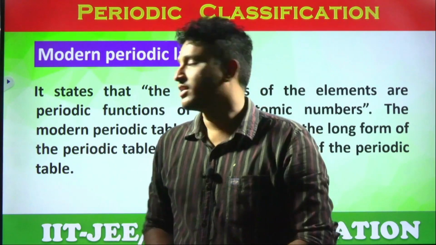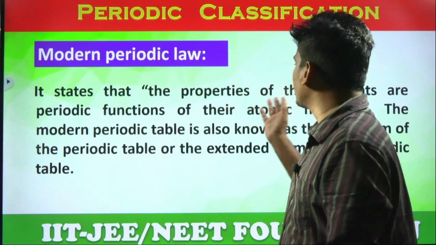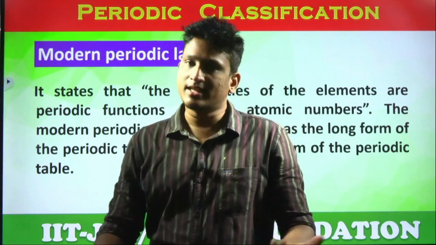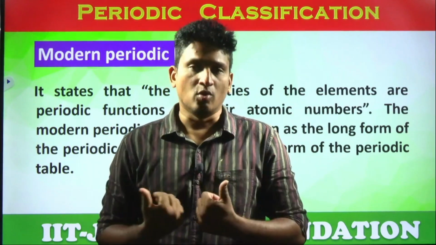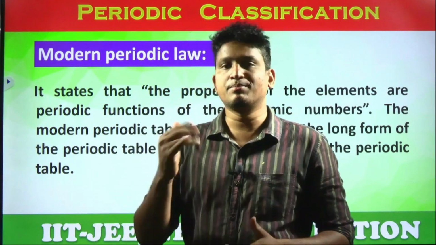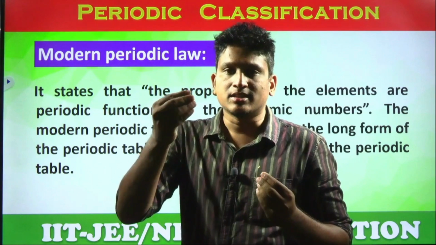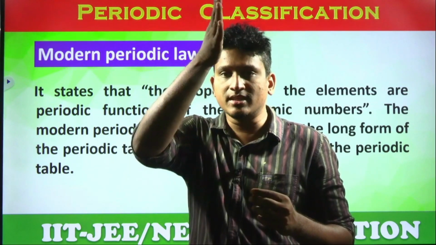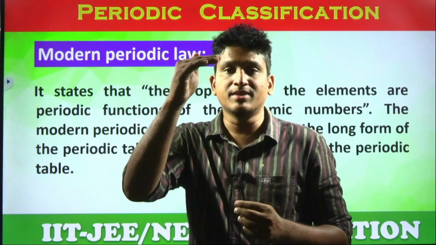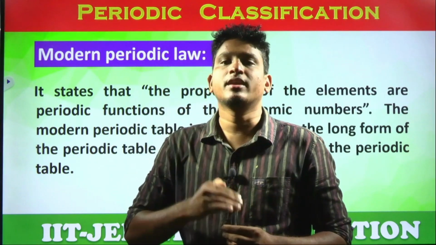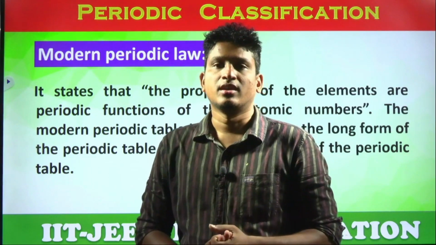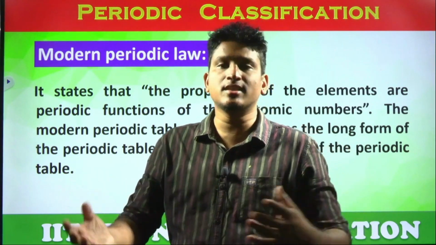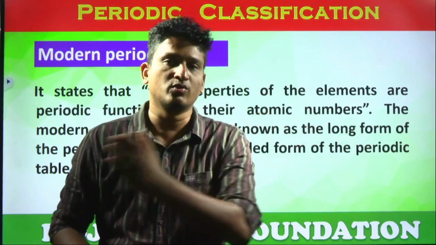So now look at the law. The physical and chemical properties of the elements are the periodic functions of their atomic numbers. What does it mean? Moseley classified the elements into groups and periods, and he said the elements with similar physical and chemical properties come in the same group, but every time an element is added in a different period, that is the periodic function. And ultimately all these elements are classified on what basis? Atomic numbers, in increasing order from 1 to 118.